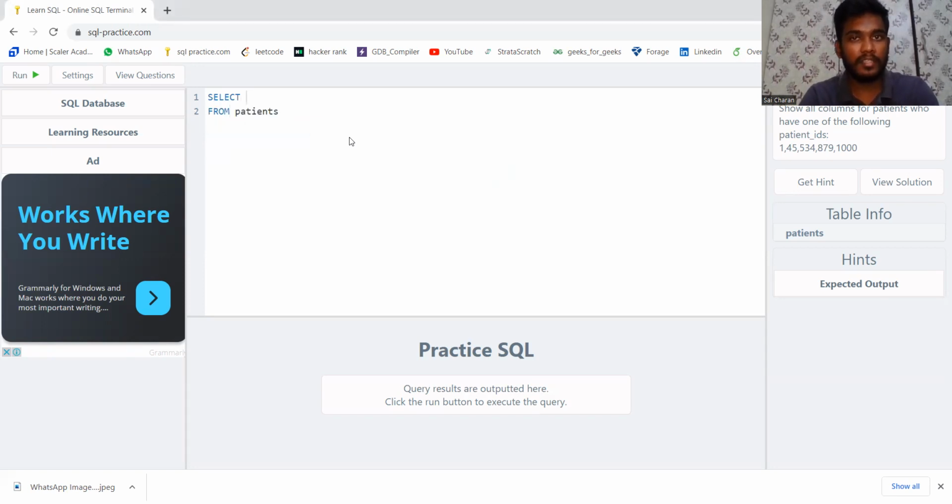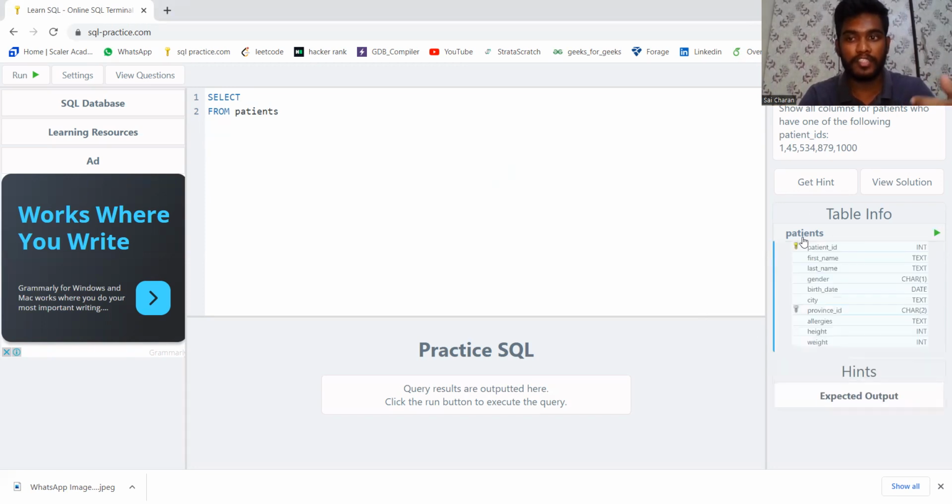So as they are asking to return all the columns, that is, there are different columns which are in the patients table. You can see over there. So we need to extract all this. So to retrieve all the columns, we can use simply star.